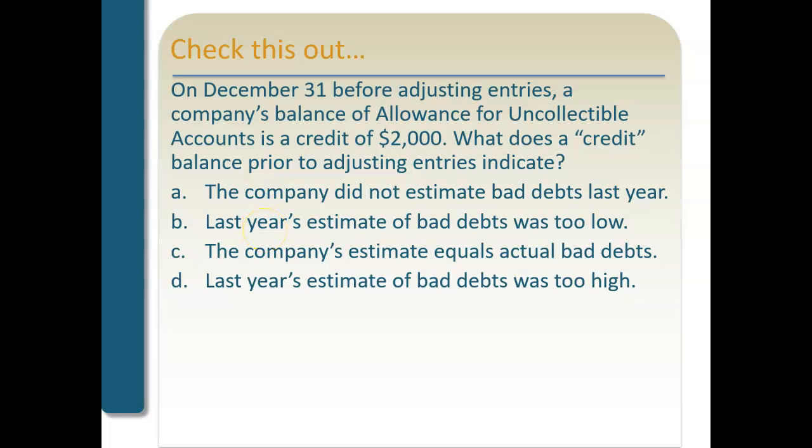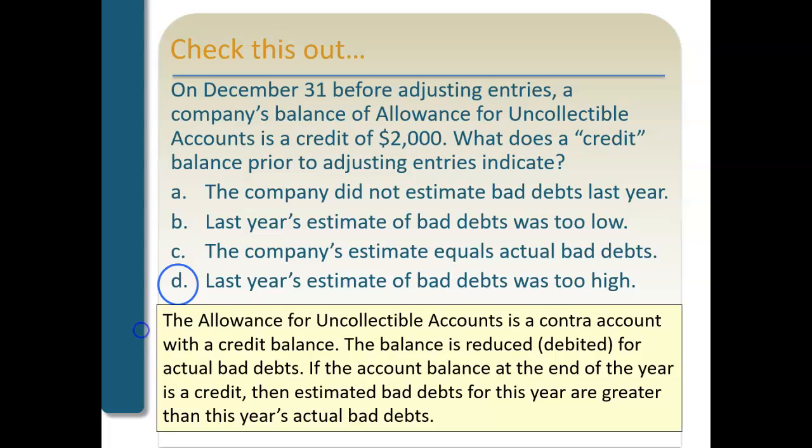Who wants to take this one? On December 31st, before adjusting entries, a company's balance for allowance for uncollectible accounts is a credit of $2,000. What does a credit balance prior to adjusting entries indicate? It was too high. Last year's estimate of bad debt expense was too high. Guys, we're always going to be playing catch up though. We don't know. We're doing the best we can.